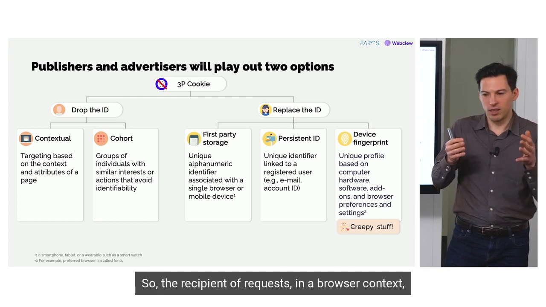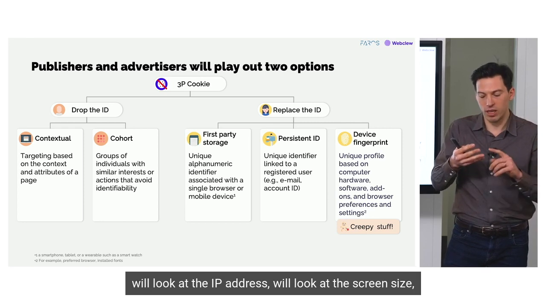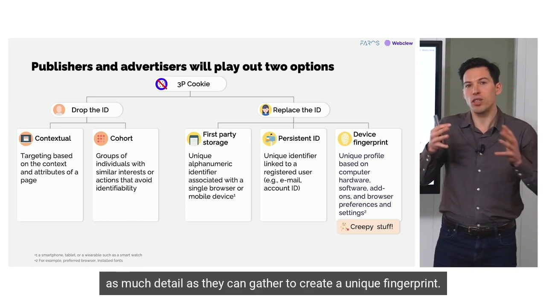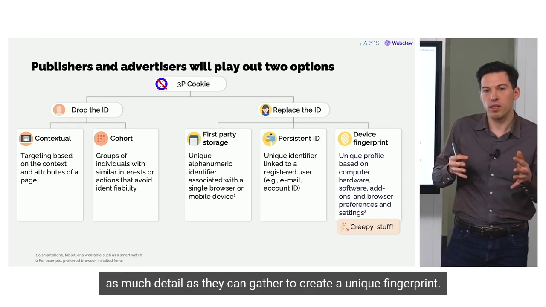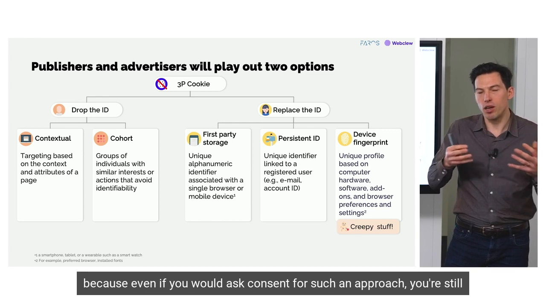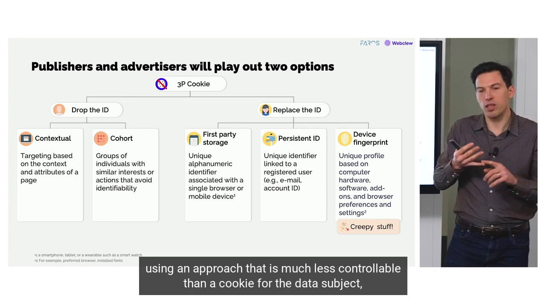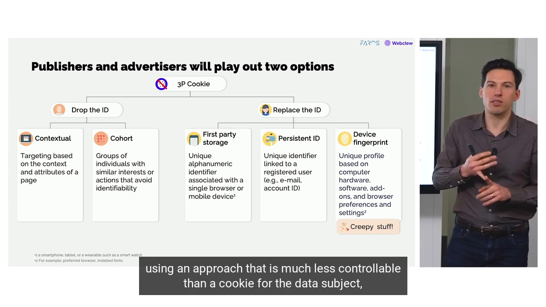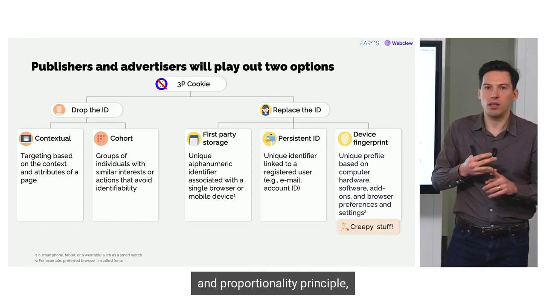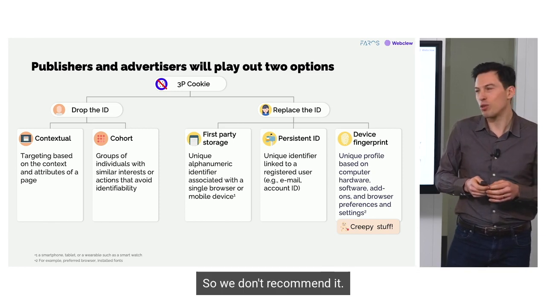So the recipient of requests and browser context will look at the IP address, will look at the screen size, but also, for example, the number of fonts that are installed, as much detail as they can gather to create a unique fingerprint. And we call this creepy from a data protection point of view, because even if you would ask consent for such an approach, you're still using an approach that is much less controllable than a cookie for the data subject, but also goes against the data minimization principle and proportionality principle, especially because there are alternatives to this approach. So we don't recommend it.